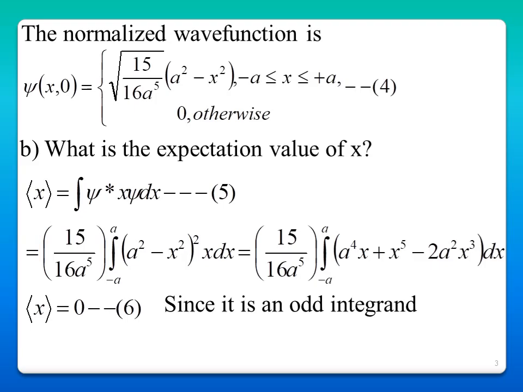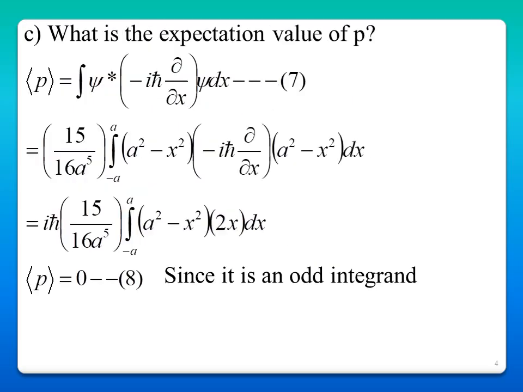Now we have to find out the expectation value of x. So the expectation value of x is integral psi star x psi dx. So substitute the value of psi and psi star, and if you integrate from minus a to plus a, here this integrand is odd, so after the integration this will be equal to 0. So the expectation value of x is equal to 0.